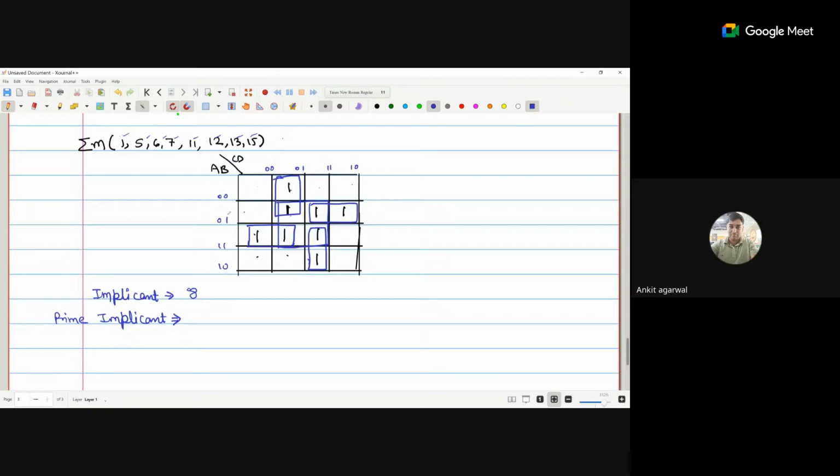So the terms are A bar C bar D, plus for this group A B C bar, plus for this group A C D, plus for this group A bar B C, plus for the center group B.